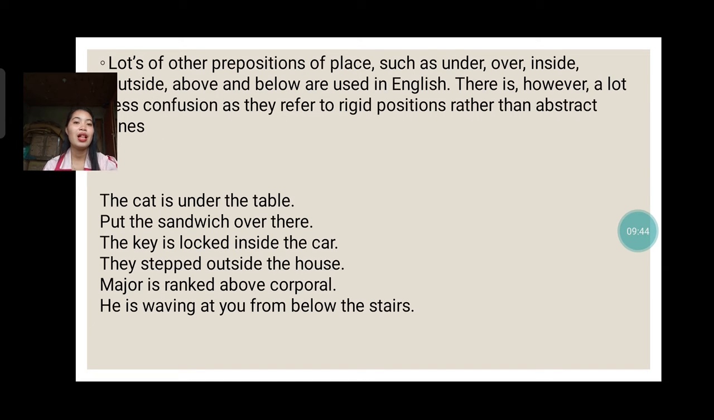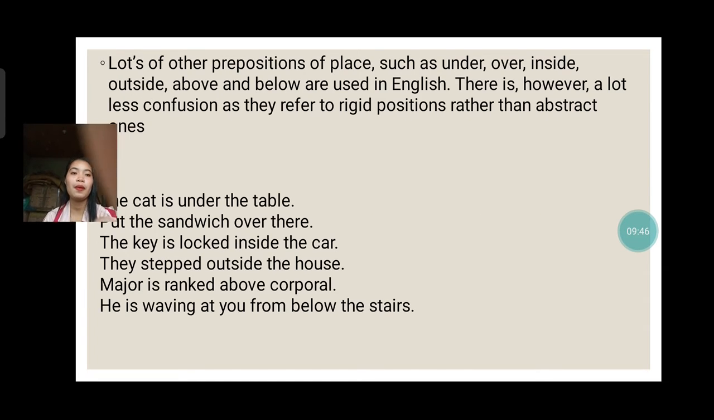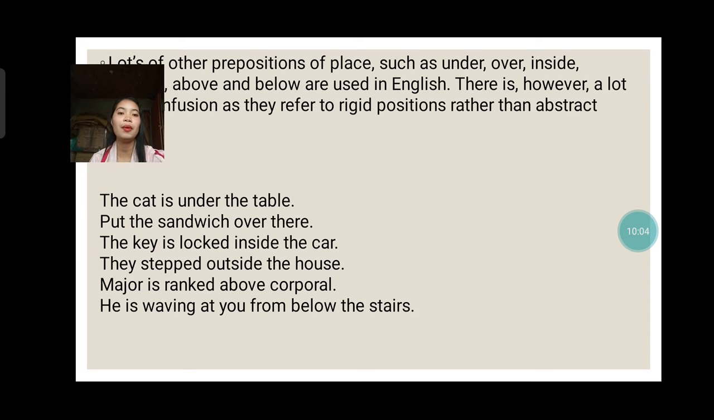So lots of other prepositions of place such as under, over, inside, outside, above, and below are used in English. However, there is a lot less confusion as they refer to rigid prepositions rather than abstract ones. For example, the cat is under the table. Put the sandwich over there. The key is locked inside the car.